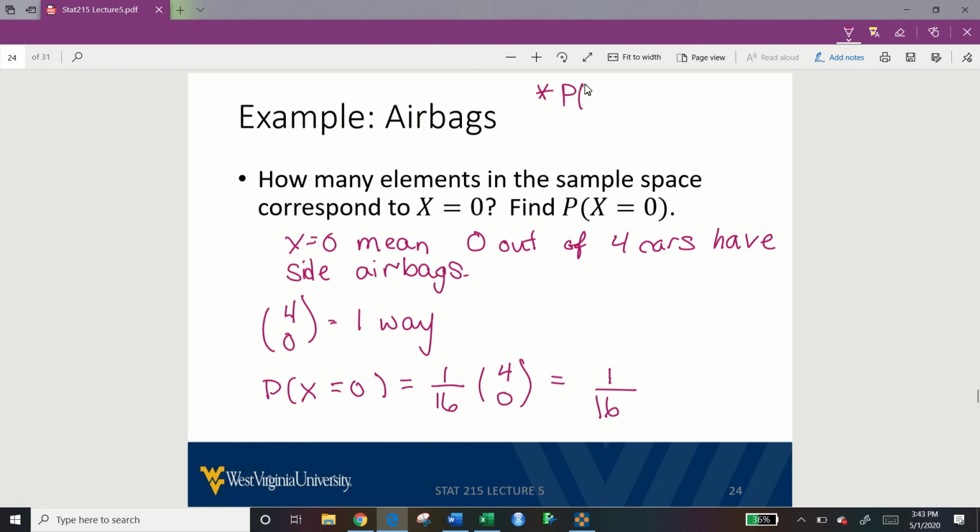We are going to let the probability of X equal to x, again, this should be a capital X, equal 1 over our sample space multiplied by 4 choose x. Of those 4 cars, how many of them have side airbags?